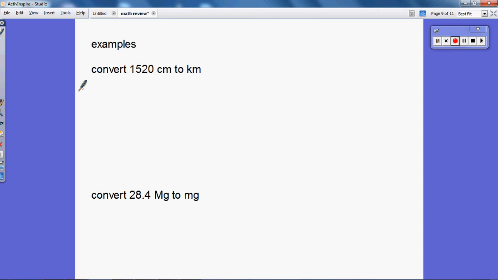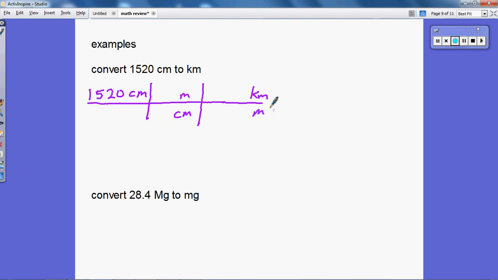We're going to do this conversion. So we're going to start out with our 1,520 centimeters. I'm going to form this little grid. First, I'm going to go back to my base unit. I need to get rid of centimeters, get to meters. I'm then going to go to my final answer, kilometers to meters.